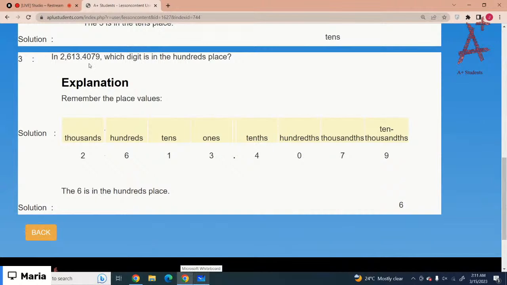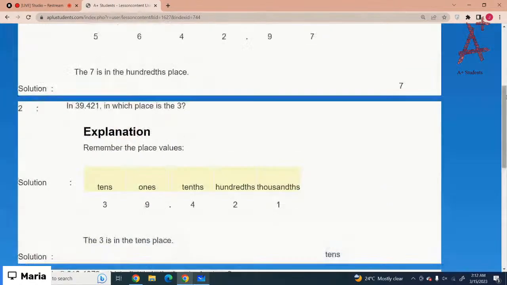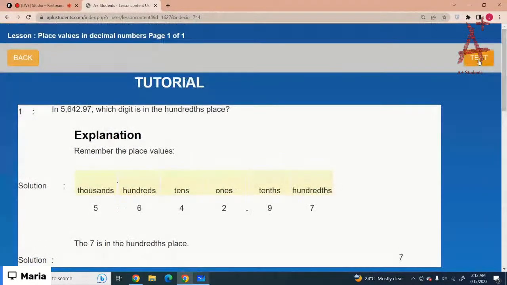In 2613.4079, which digit is at the hundreds? It is hundreds, not hundredths. So 6 is at the hundreds position. Got it? Just make a place value chart, and that would be very easy. Let's just start with the practice questions.